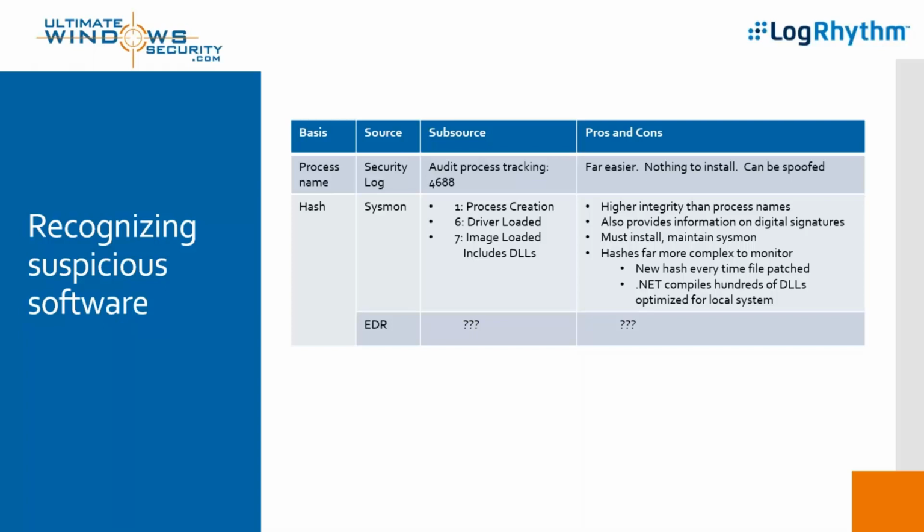The advantage of going with the process name is that it's just far easier for several reasons. Number one, for the source of the data, we can just use the good old Windows security log that's already there. There's nothing to install the way there is if we're going to use Sysmon. The downside is process names can be spoofed.